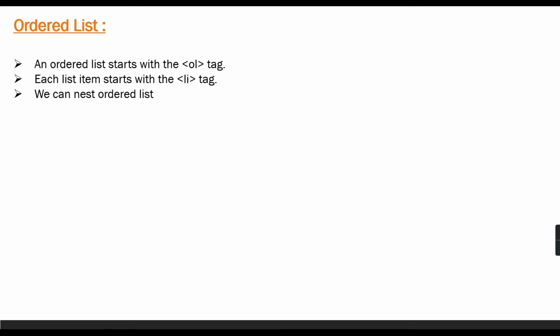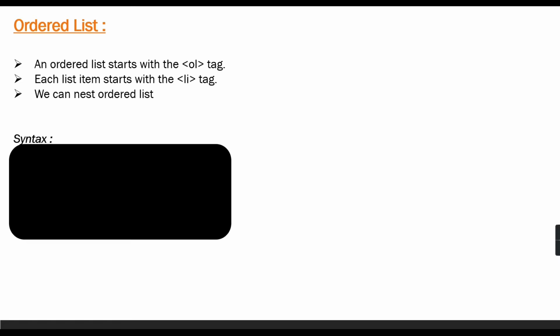We can nest ordered list. So ordered list can also be nested, as we have seen in the last video, where we nested the unordered list. Ordered list is generally used where you want to represent the data in some specific order, where we don't want to interfere in the order, so it will be a fixed order. In that case you can use ordered list.